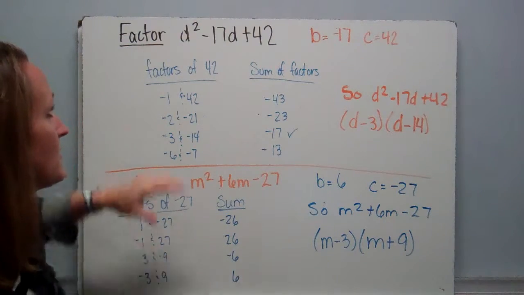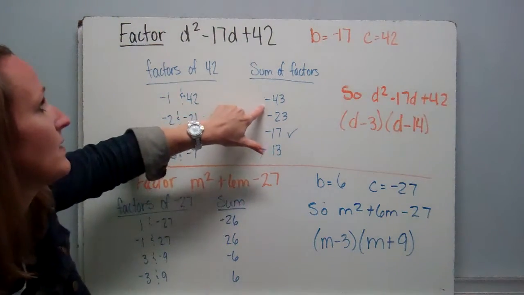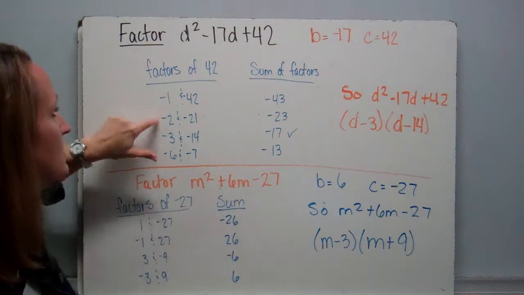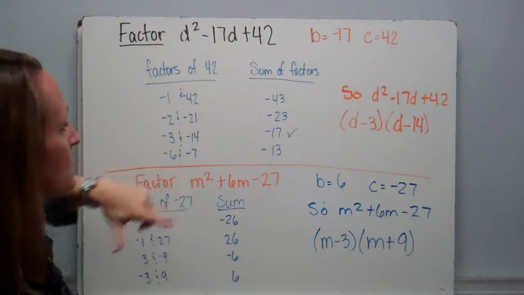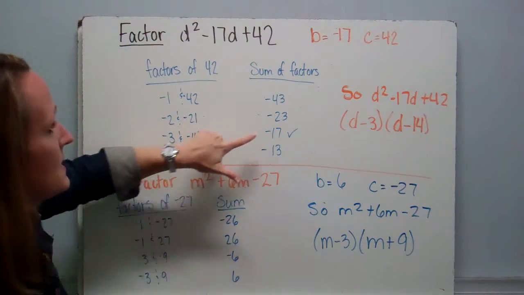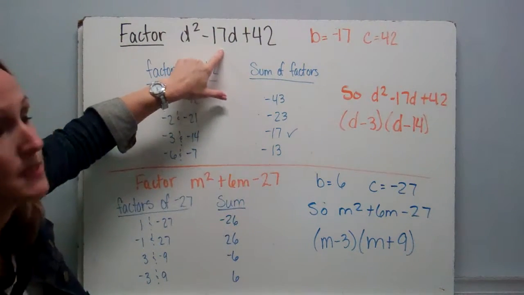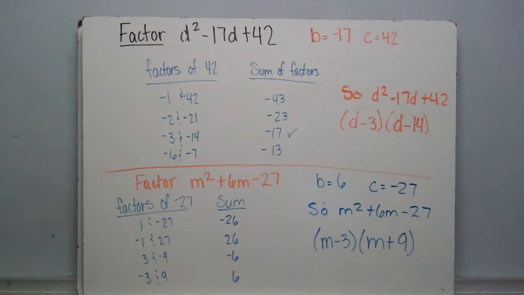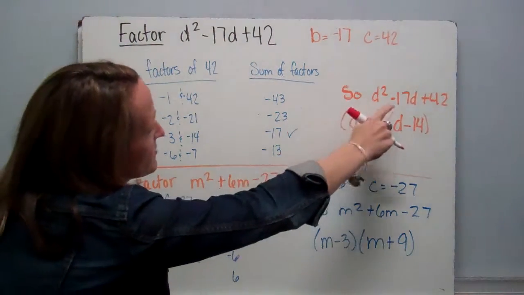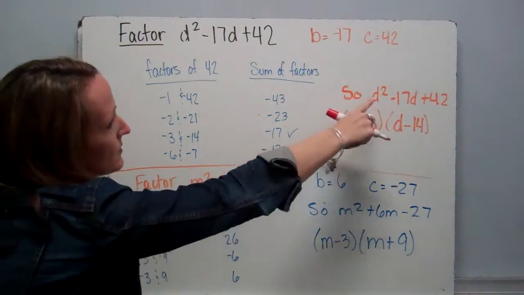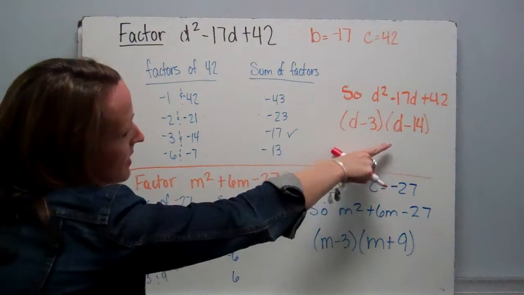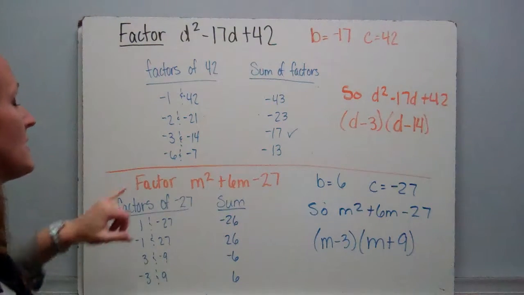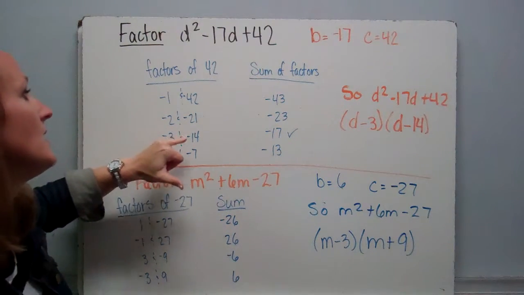Now let's go with our sums. Negative 1 plus negative 42 is negative 43. That does not work. Negative 2 and negative 21 is negative 23. Doesn't work. Negative 3 and negative 14 is negative 17. Ding, ding, ding. So, what do we get? If we want to factor this, we're going to have d because that's our variable we're working with, d minus 3 times d minus 14, because we were working with negative 3 and negative 14.